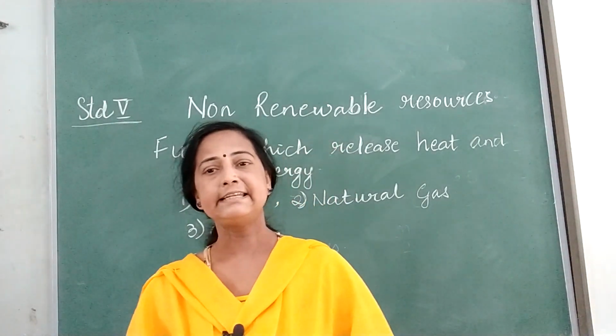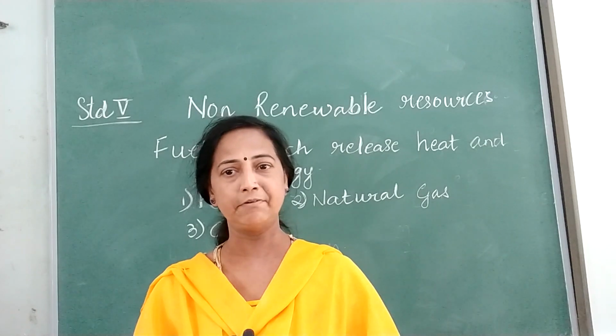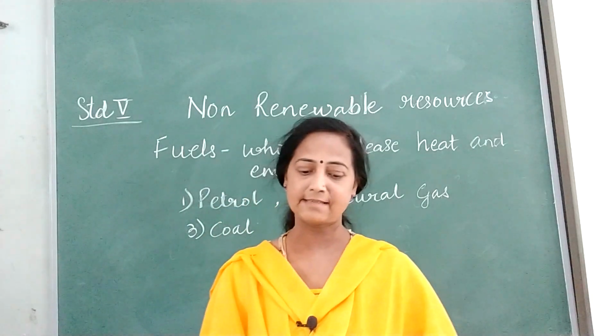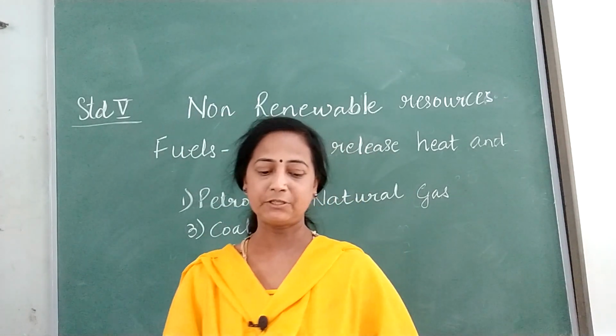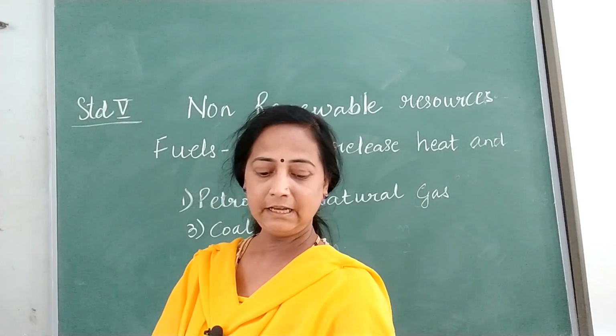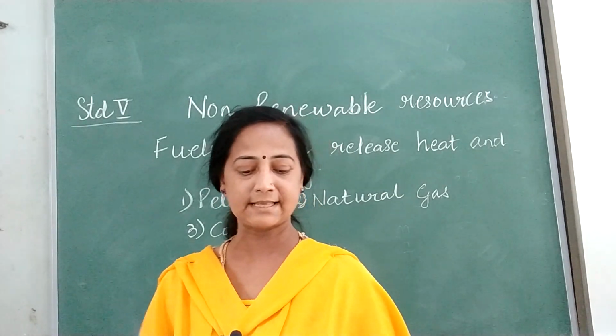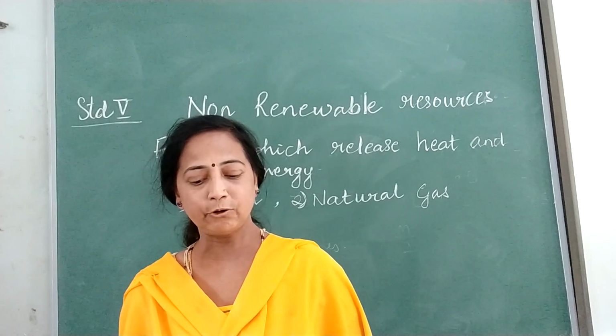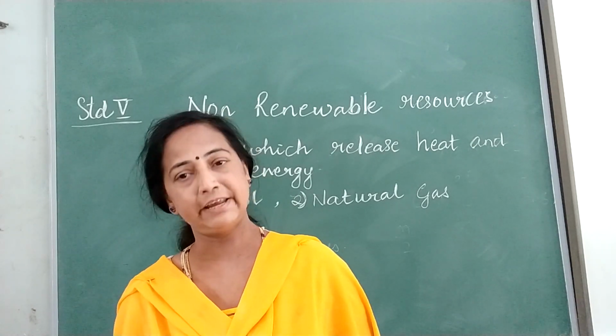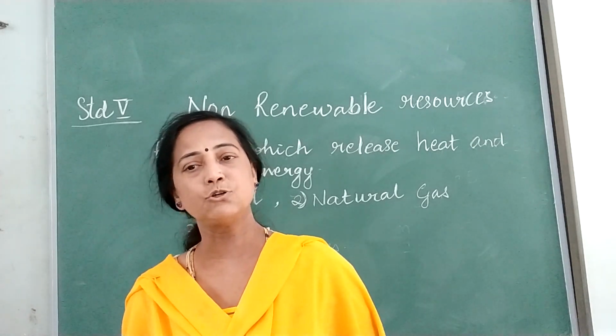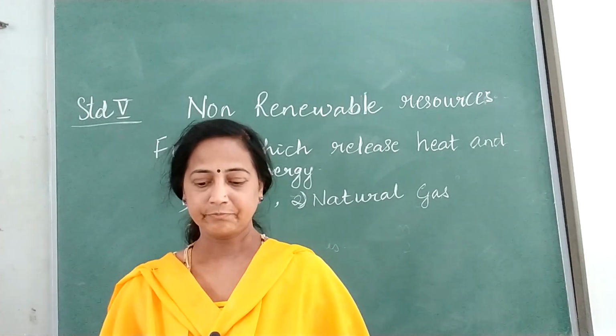Now next is natural gas. Next, non-renewable resources, natural gas. Natural gas is found with the petroleum in petroleum wells. Compressed natural gas is used as an alternative fuel to petrol and diesel to run vehicles. So it is used to run the vehicles.